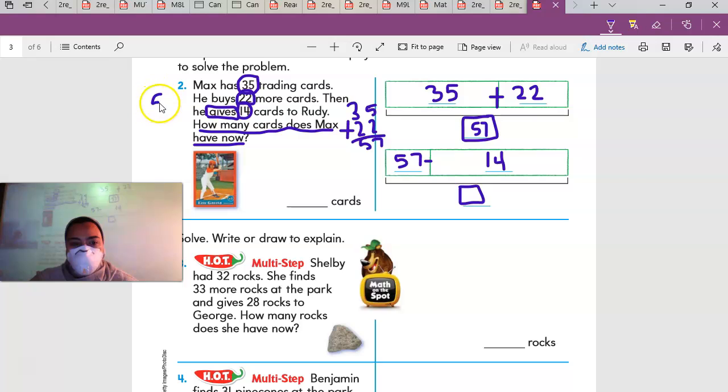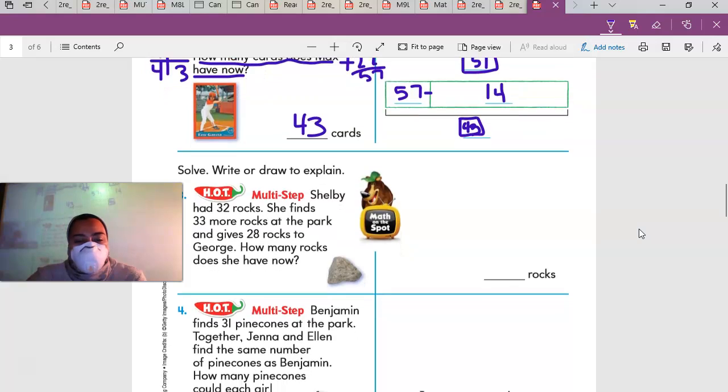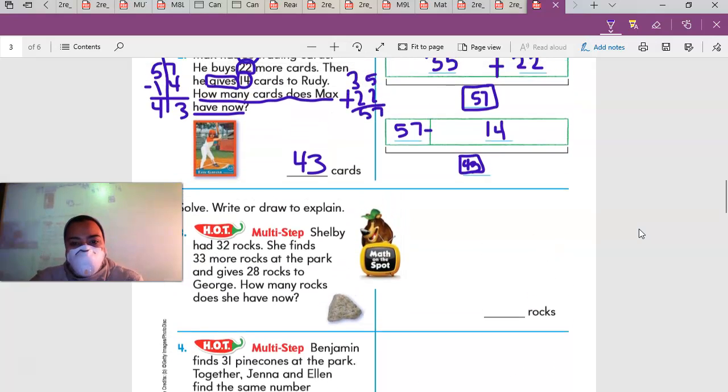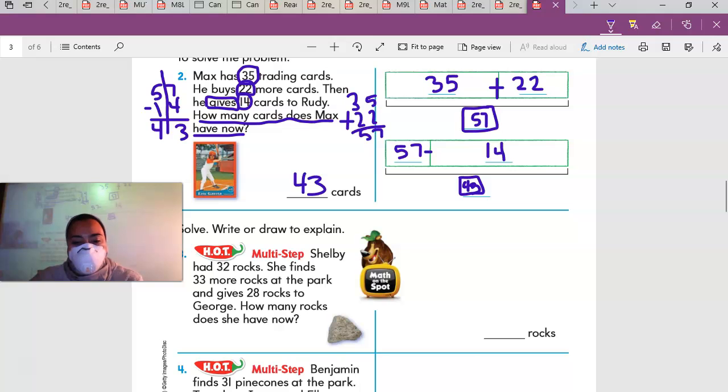So 57, and I'm just looking for anywhere on my paper where I have room. Take away 14 is what, class? 7 take away 4 is 3. 5 take away 1 is 4. Your answer is 43 cards. Easy, right? That's not too bad. All right, let's watch Professor Barger.